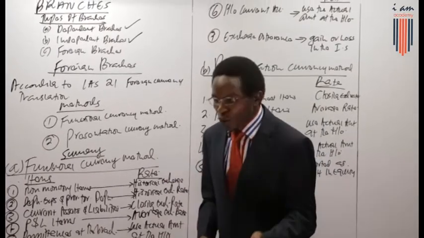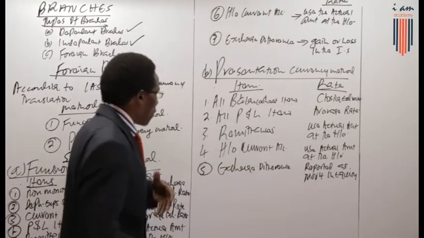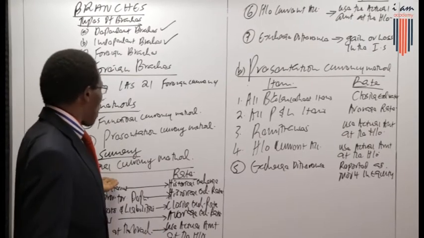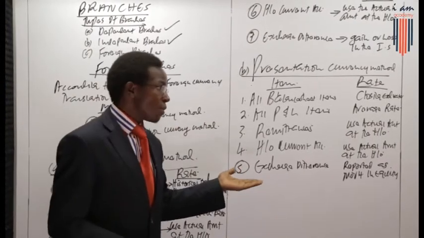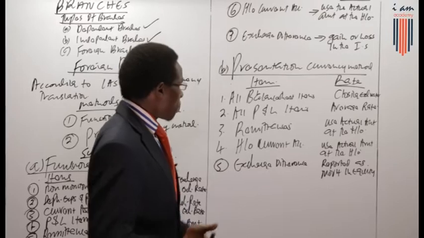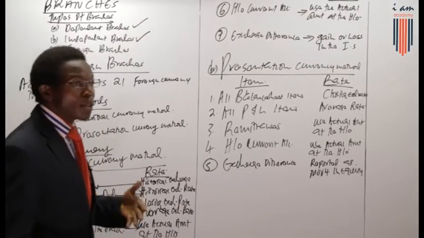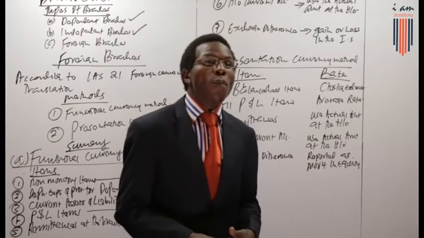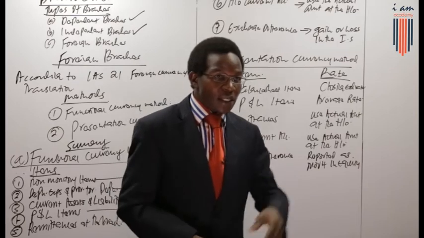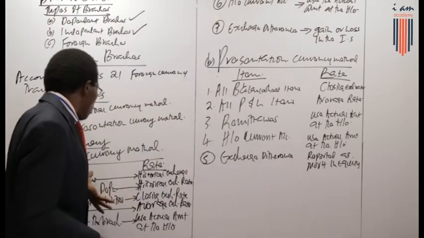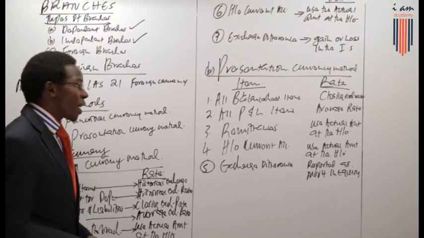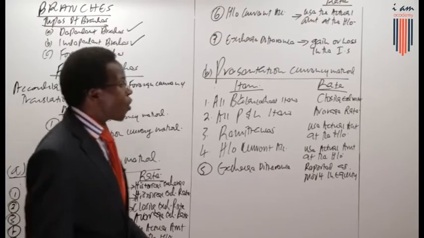Now, you need to remember that when we have a question or we need to do the translation, we need to choose the method. Is it functional currency method or is it presentation currency method? The presentation currency method is mainly made for presentation purposes, but the functional currency method is meant to translate the currency to the reporting currency, that's the home currency. So we'll always use the functional currency method unless you're told to use the presentation currency method.